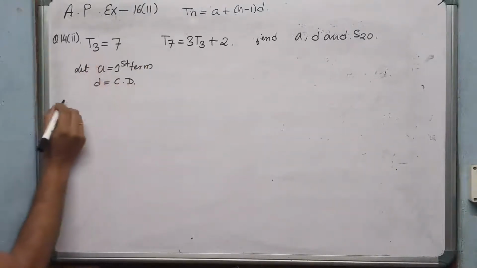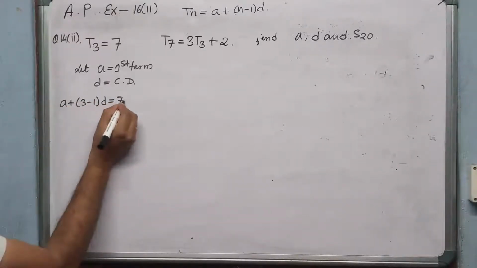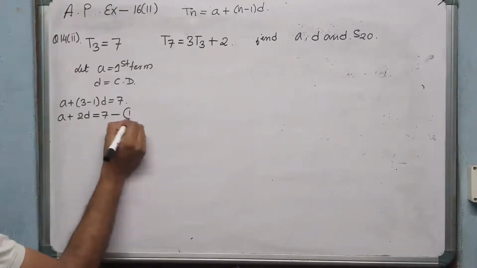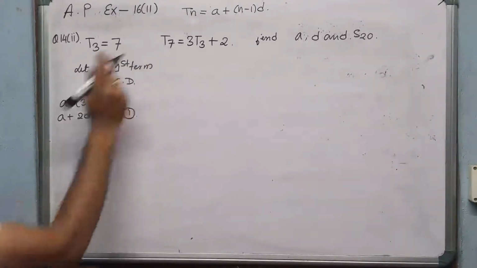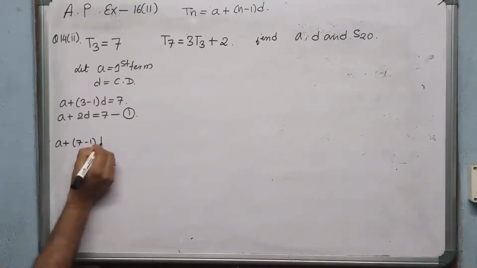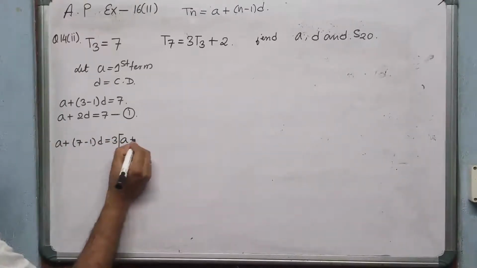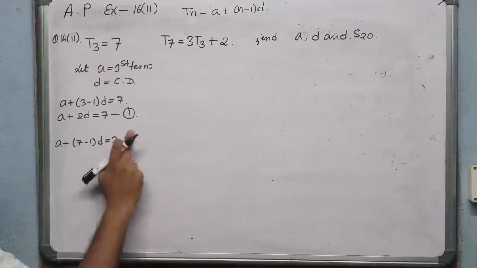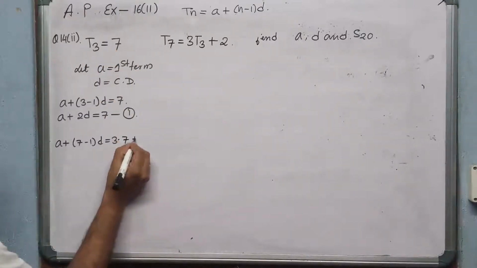Then the third term is given by a plus 3 minus 1 into d is equal to 7. Now a plus 2d is equal to 7. Let it be equation number 1. Then the seventh term will be a plus 7 minus 1 into d is equal to 3 into the third term plus 2. Here the third term 7 is given, so directly you can substitute the value. Third term is 7, so it is 3 into 7 plus 2.